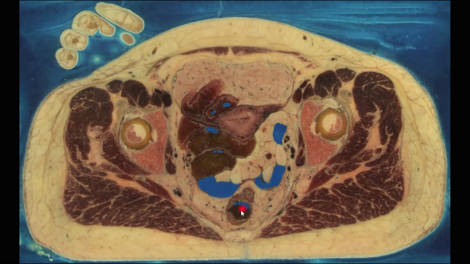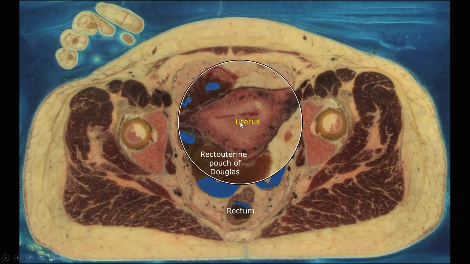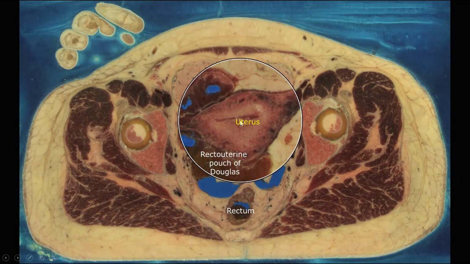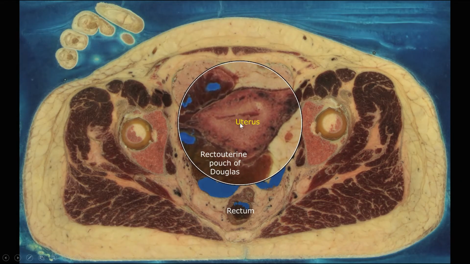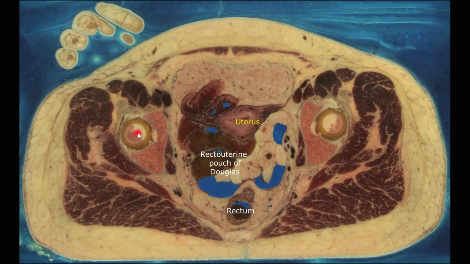In this section, we can see the rectum posteriorly, the rectouterine pouch of Douglas containing loops of small intestine here, and more anteriorly is the uterus. Now the uterus is clearly showing a uterine cavity that is flattened anteroposteriorly. So this is the body of the uterus. And more laterally, you can see the sockets of the acetabulum.